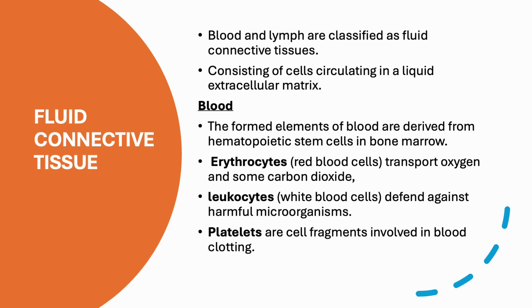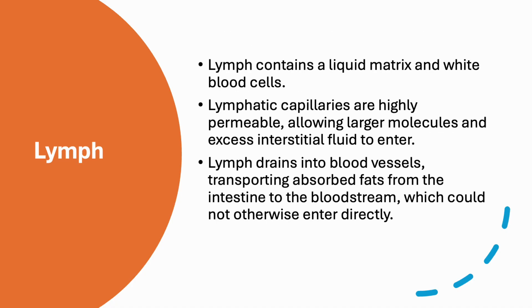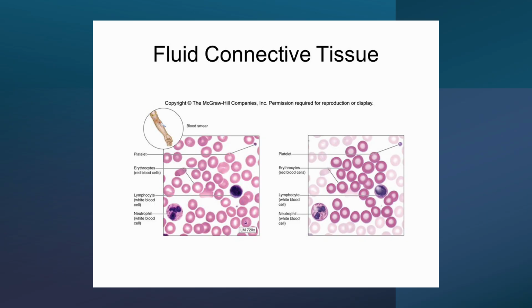Fluid connective tissue: we said there are two, blood and lymph. In blood, of course, we have erythrocytes, that is red blood cells, white blood cells, also called leukocytes, and platelets. The lymph contains a liquid matrix and white blood cells. The lymphatic capillaries are highly permeable, allowing large molecules and excess interstitial fluid to enter. Mostly, the lymph drains into the blood vessels, transporting absorbed fats from the intestine to the bloodstream, which could otherwise not enter directly. So we have these fluid connective tissues.